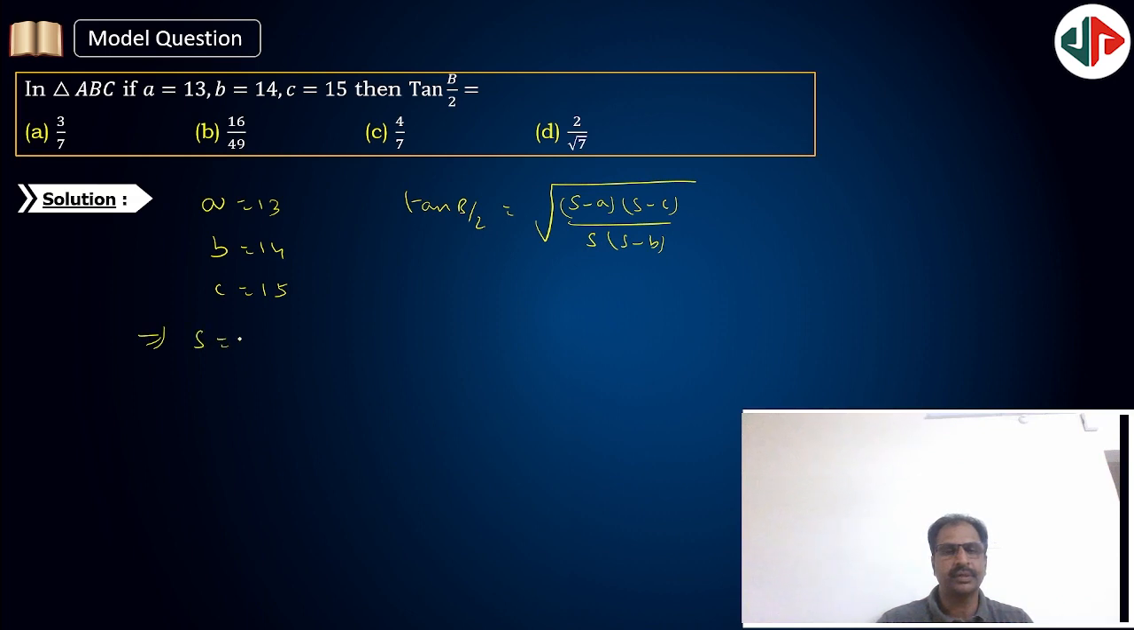For that we require s. S is nothing but (a plus b plus c) by 2. 13 plus 14 plus 15 is 42, by 2, 21 you will get. Now substitute all the values. s minus a, 21 minus 13, is 8. s minus c, 21 minus 15, is 6. s is 21, s minus b is 7.